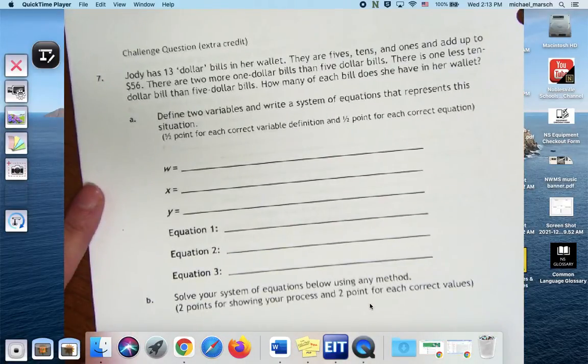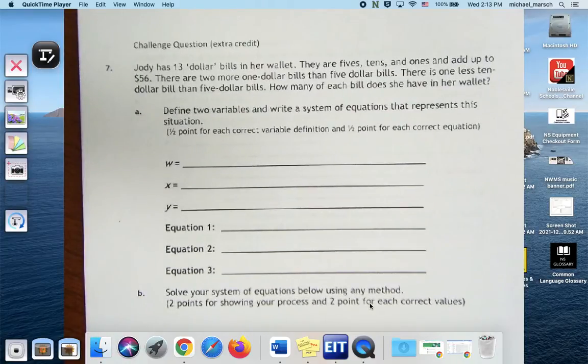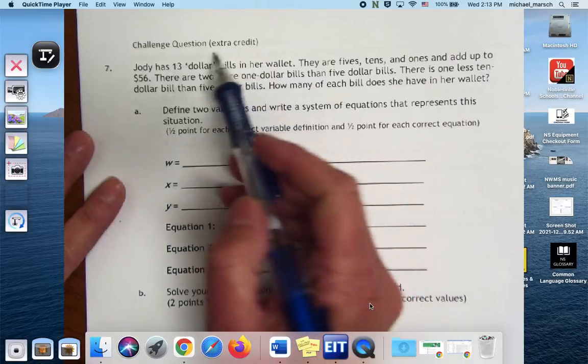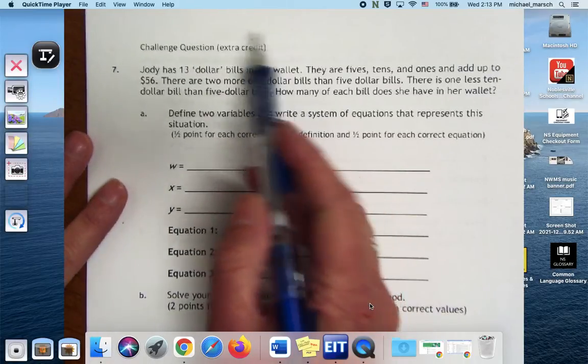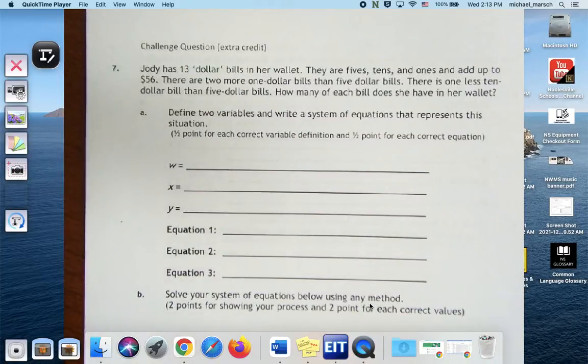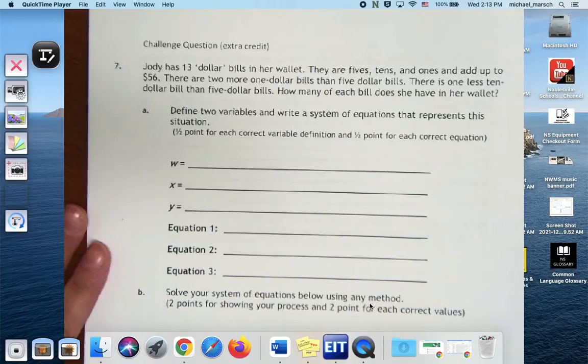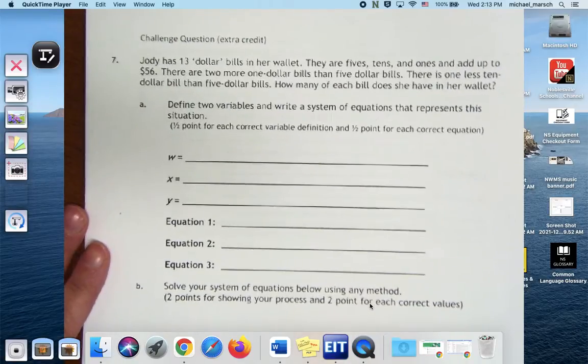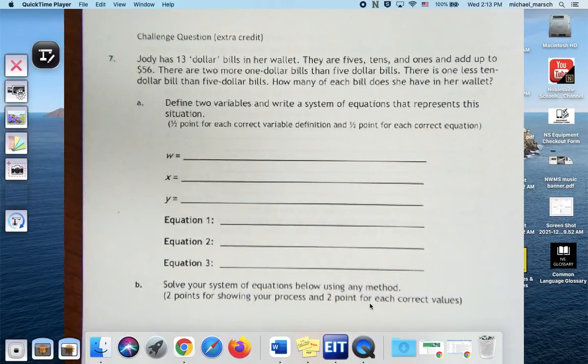Do we have to do the challenge question? I mean, try it. What harm, right? If we get it wrong, do we lose points? It's extra credit, so this will not count against your overall grade or hurt it, but it can help it if you get it correct. You might surprise yourself. You might actually solve it.